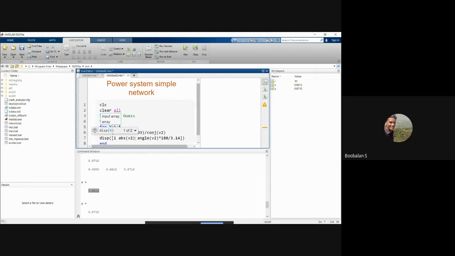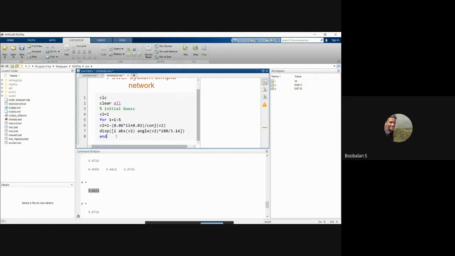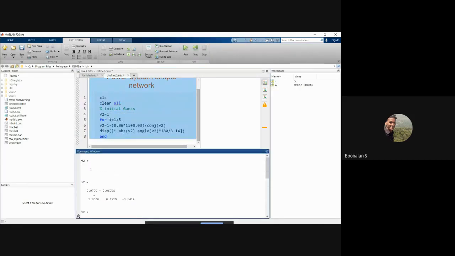So angle is calculated, value is calculated. Right? I have assumed the initial guess value as 1. So I'm going to execute this equation 5 times. Right? We'll see what the value for v2 is. Right? I'm just going to execute it, one second. Now I got a value. I ran it 5 times. Look, for the first iteration I calculated the value: 0.97 at minus 3.5 degrees.